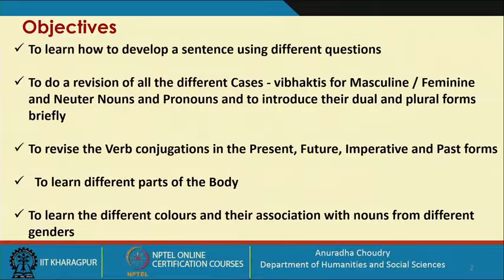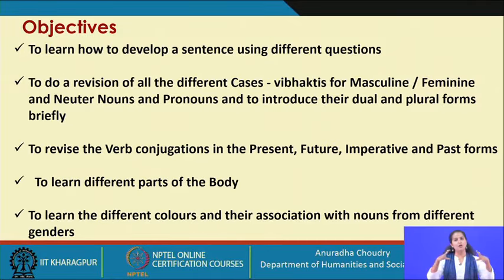So the objectives of today's lesson are to learn how to develop a sentence using the different questions. We have seen that the different questions are associated with the different vibhaktis, so we'll try and string them together in one sentence by asking different questions. We had done something similar in lesson number 3 when I did a drawing for you and showed how the story evolves in the right brain with the picture as you ask different questions to a simple sentence. We are going to be working on that through a conversation with Piyush.